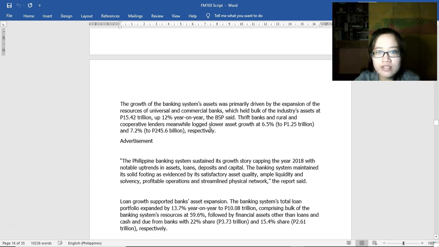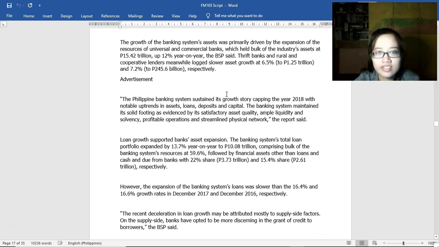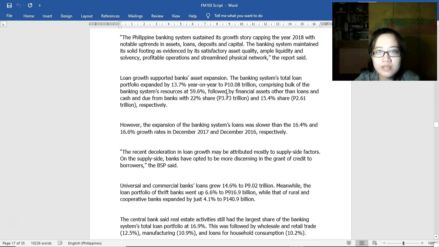And then the thrift banks, and they have slower asset growth rate. The Philippine banking system sustained its growth story, capping the year 2018 with notable uptrends in assets, loans, and capital. Okay, it maintained its solid footing as evidenced by satisfactory asset quality, ample liquidity and solvency, profitable operations, and streamlined fiscal network. Loan growth supported banks' asset expansion.